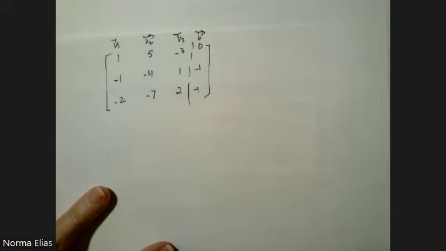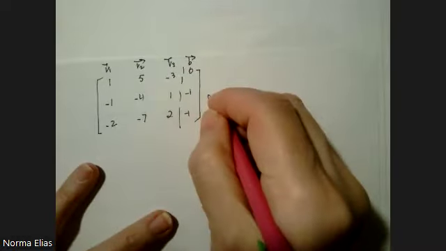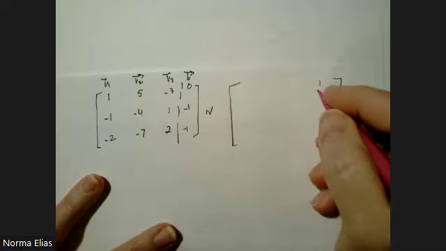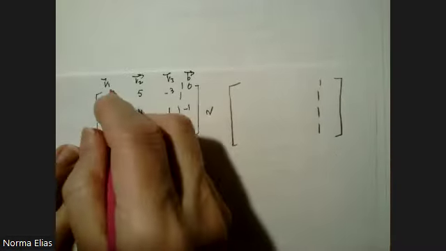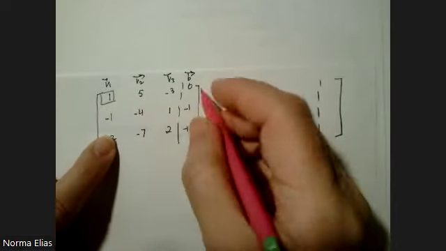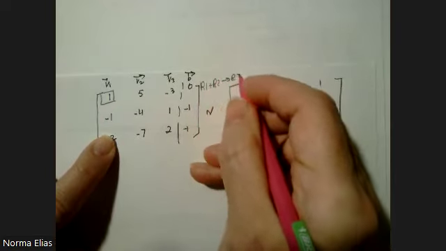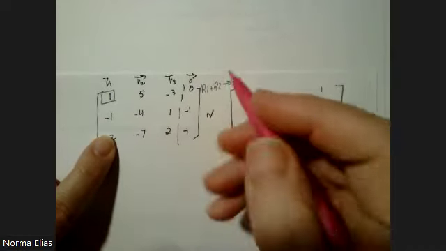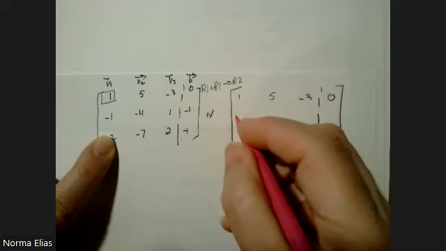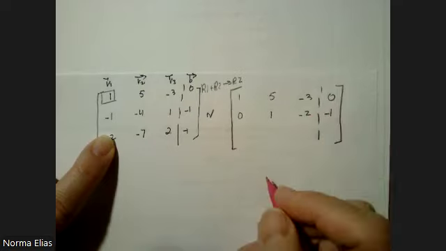I use my pencil because I make algebra mistakes. So let us do the augmented matrix. Okay, I have a 1 in here. I'm going to make this into a 0 and this into a 0. So I'm going to add row 1 to row 2, and that would be my new row 2. And 1, 5, minus 3, 0, 0, 1, minus 2, minus 1.